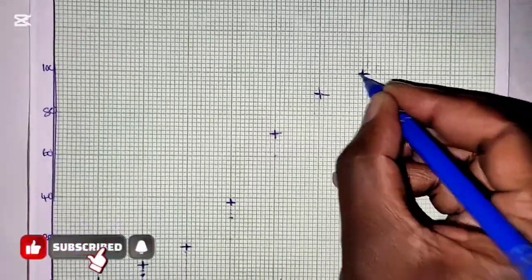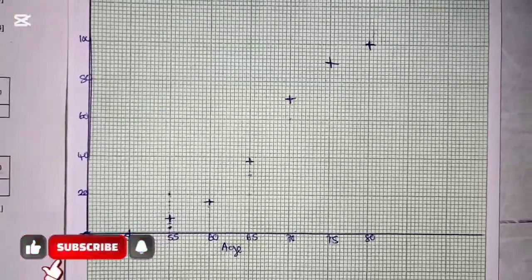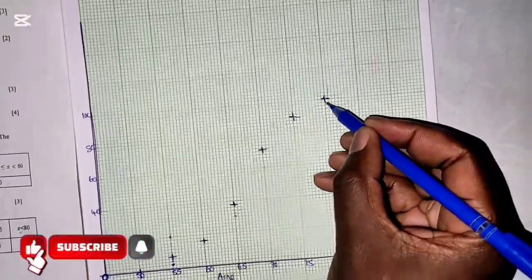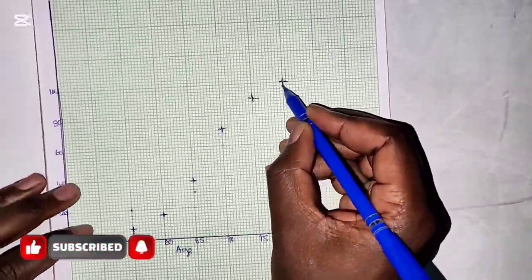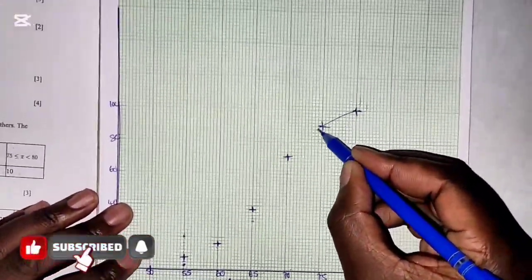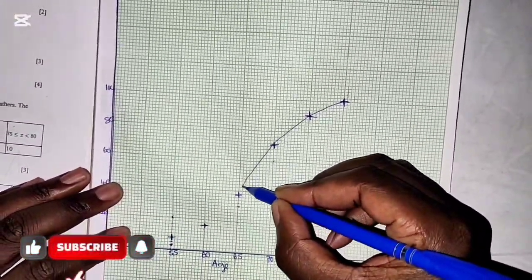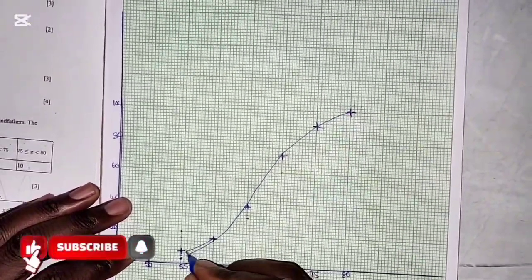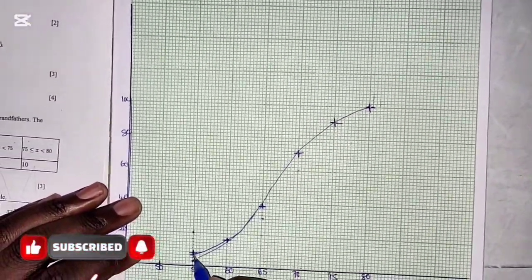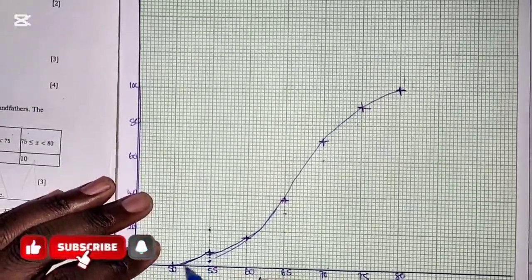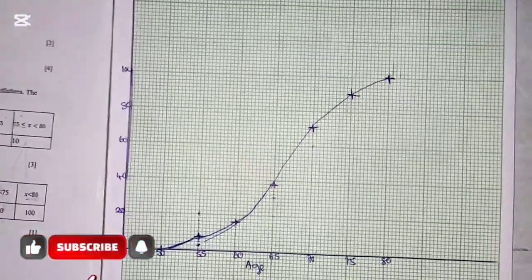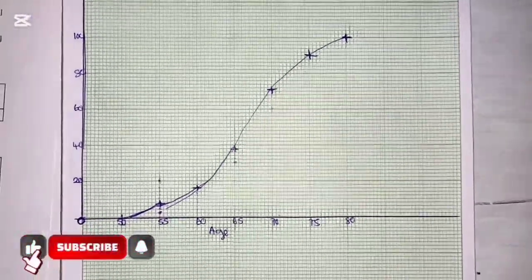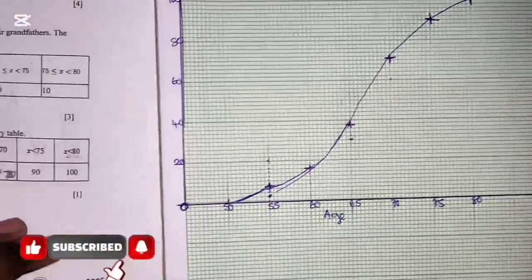Okay, you can use a French curve or your hand. In this case I'm going to use my hand. You can use a French curve so that you can have a smooth curve. The reason why we use a pencil is that when we make mistakes, we can rub it off. So it's like this. Okay, let's go to the other question.